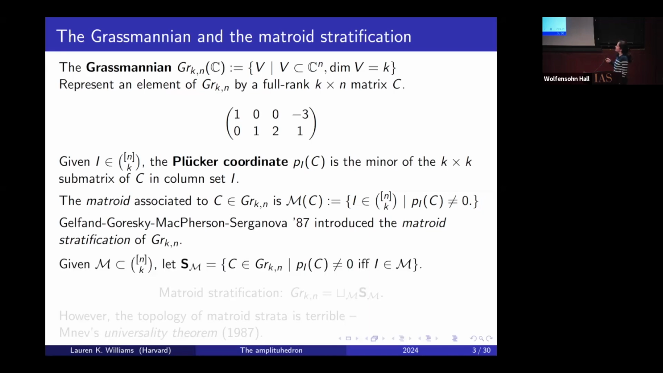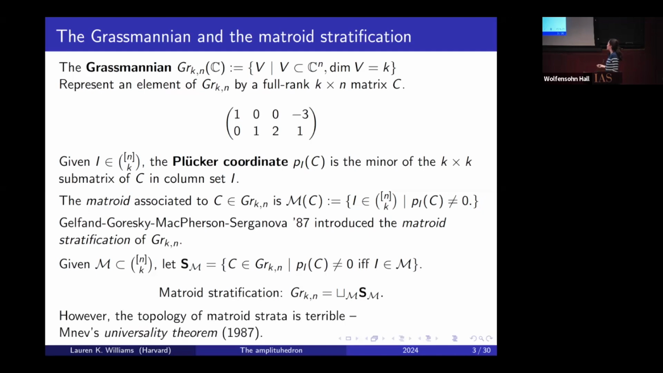Given a collection M of k-element subsets of 1 through n, we let S_M be the subset of the Grassmannian where the Plücker coordinate P_I is non-zero if and only if I belongs to that collection. This gives us a way to stratify the Grassmannian into these matroid strata. But a famous result of Mnëv tells us that the topology of these strata is terrible. They can be as bad as that of any algebraic variety.